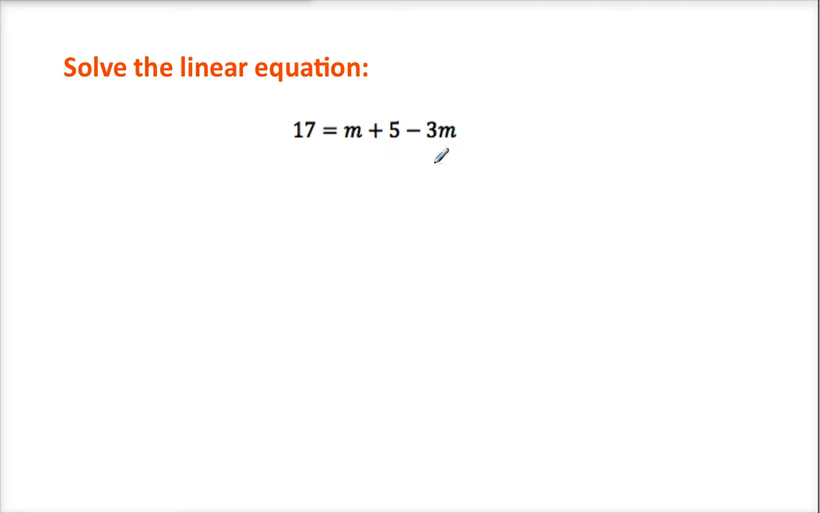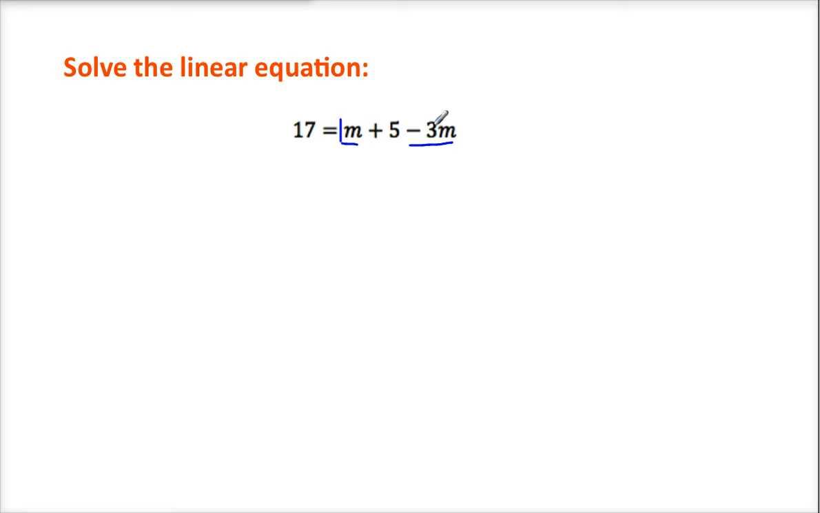So remember, first step is to simplify the expressions on each side so that you're working with the easiest looking equation to solve possible. Okay, so the first thing I notice is I have an m here and I have negative 3m here. So I can actually combine those. If I have an m here, remember if there's not a number in front of it, there's just an invisible 1. So this represents 1m, and we need to subtract 3 m's.